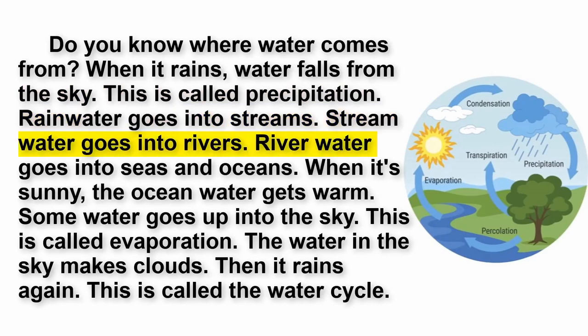Stream water goes into rivers. River water goes into seas and oceans. When it's sunny, the ocean water gets warm. Some water goes up into the sky. This is called evaporation. The water in the sky makes clouds. Then it rains again. This is called the water cycle.